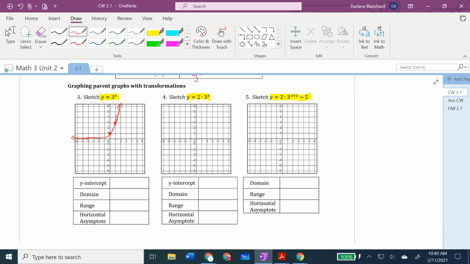Now we have 10 minutes. The y-intercept is 0, 1. The domain, the range, and the horizontal asymptote. And I want you to write the equation of that horizontal asymptote.